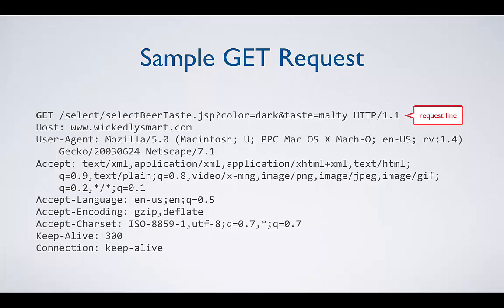After the request line, we have multiple lines that collectively make up what we call the request headers. Here, the first line of the request headers specifies the host. That's the server. The user agent is the client application that is sending the request. In this case, it's a Mozilla-based browser on a PowerPC Macintosh. The accept line tells the server which MIME types the client knows how to deal with.